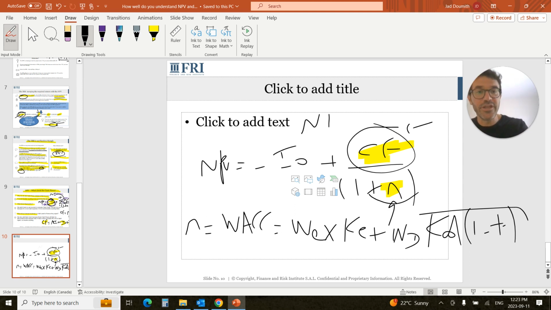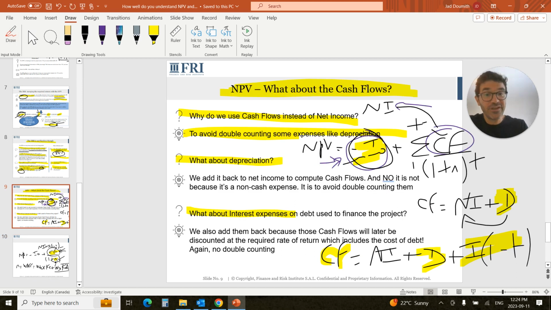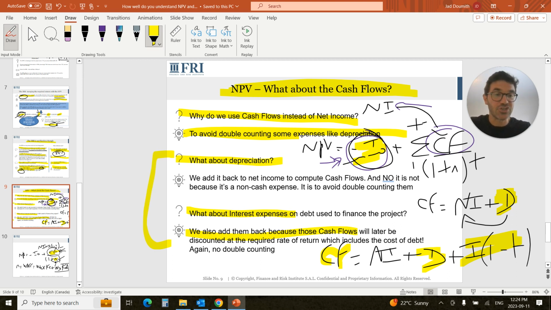And this is why you need to add back the adjusted interest expense to net income to calculate cash flows, or else, guys, one more time, you would be double counting interest expense. If you don't add it back to net income to come up with a measure of cash flow, then you would be hitting yourself with your interest expense in the numerator, but also in the denominator, which factors in the cost of debt that you pay to your bank or to your creditors. So this is the reason why we add interest expense back, because we don't want to do double counting, just like we did for depreciation expenses.